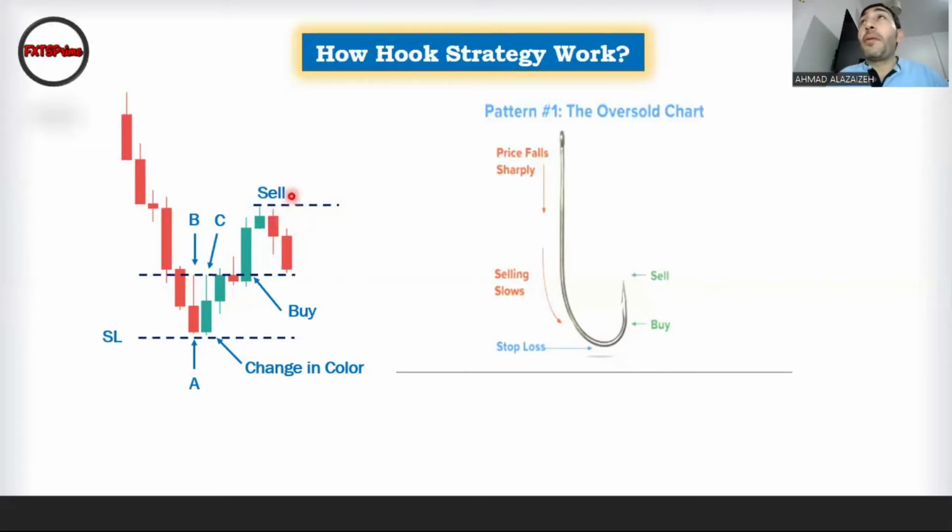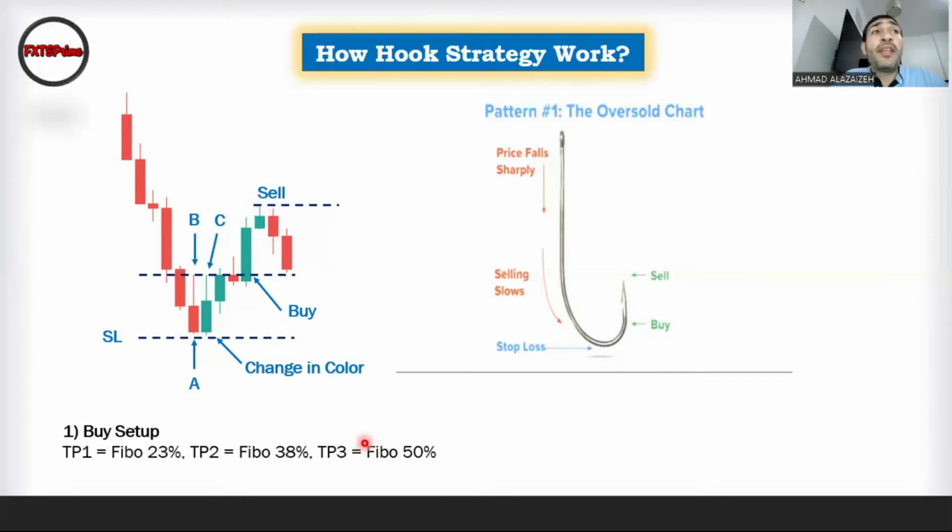Then after that, I will target the maximum retracement, 50% Fibonacci. So this will be my sell after taking profit at 50% Fibonacci, because you remember we have discussed the depth of the retracement after a breakout or oversold. So oversold, depth of retracement 50%, I take it.